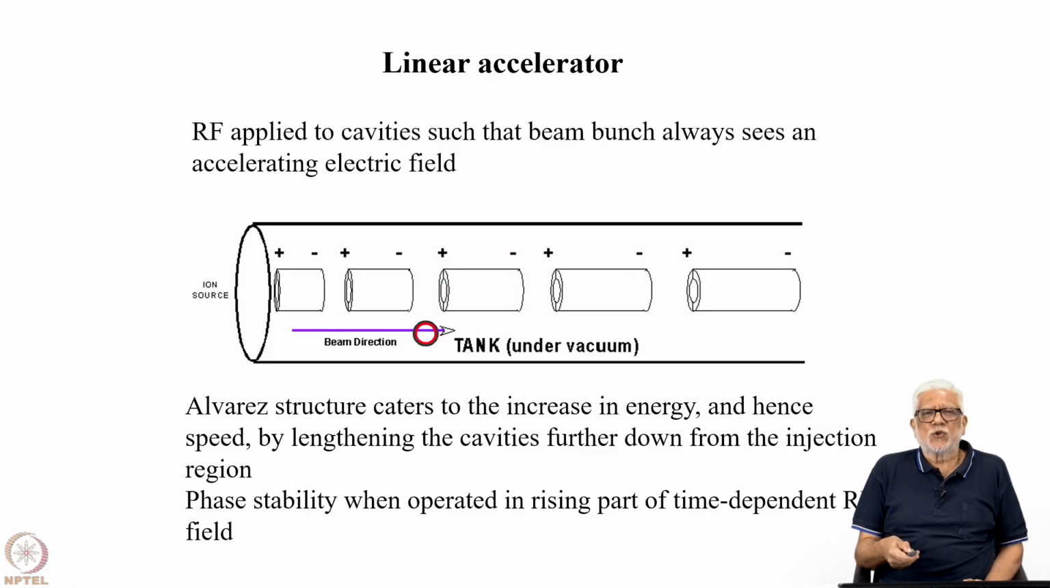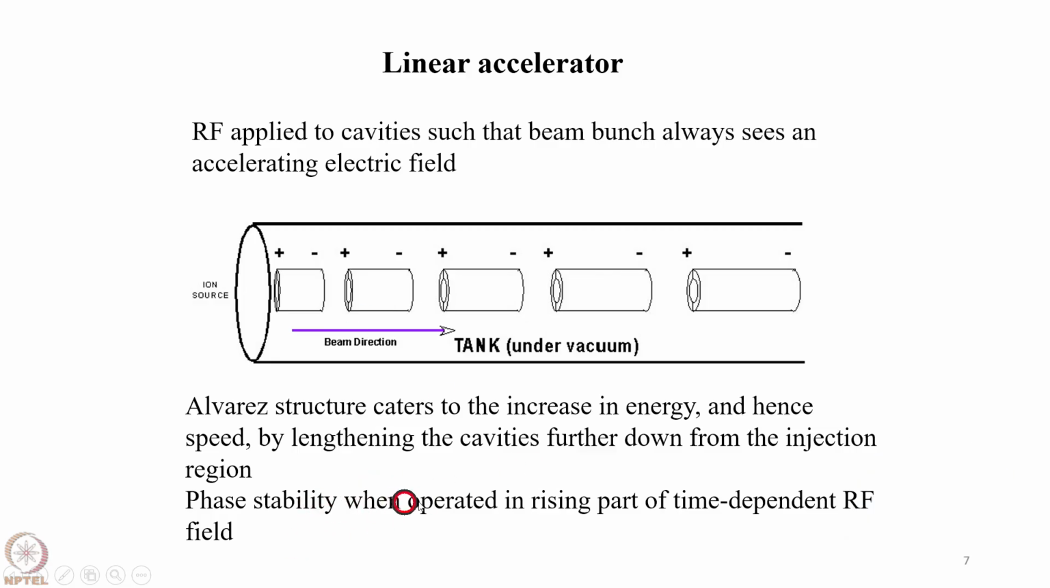So in this case, when the RF is applied, if this is positive, then this electrode is negative, but in the second half of the cycle, this will become negative and vice versa. So you can arrange it such that the particle is always accelerated as long as it comes in phase. And so this structure, where as it gets accelerated, of course, its velocity increases. So the length of the drift tube also has to increase correspondingly. This is called an Alvarez structure. So as the energy increases, the length of this electrode has to increase.